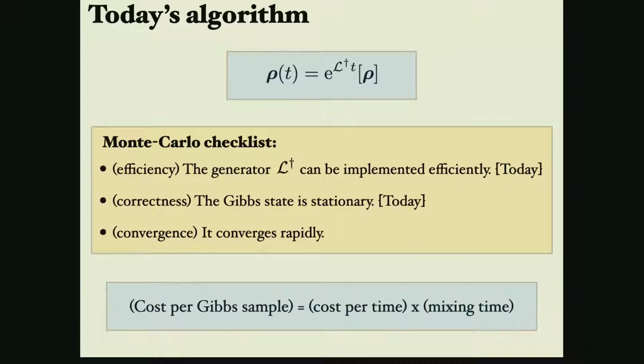In either case, even if you don't know the mixing time, you can still write down the cost per Gibbs sample. It's going to be the cost of implementing this one step, multiplied by the mixing time, which is how long you're going to run it. It's very intuitive. What's interesting here is that all the complexity essentially boils down to this mixing time, which seems to be a quantity that in quantum computation has not been quite discussed.